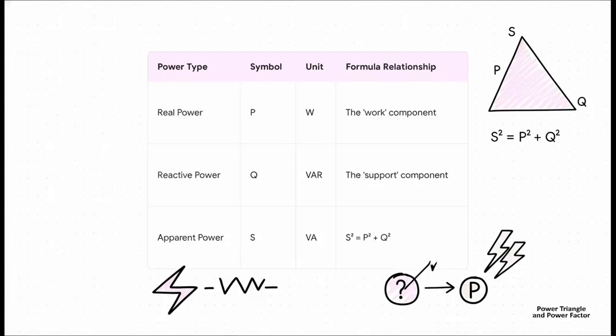This chart pretty much sums it all up. You can see our three power types, their symbols, and their units. But the absolute key here is in that last column, the formula. Because they form a right-angled triangle, they follow the Pythagorean theorem. And that is the mathematical key that unlocks our whole puzzle. Volts times amps gives you S, the apparent power, not always P, the real power in watts.